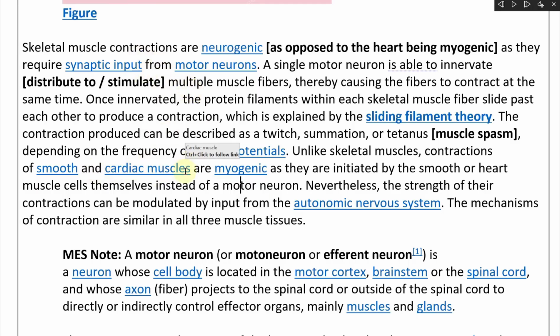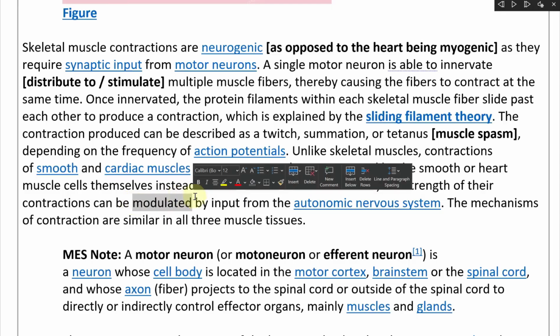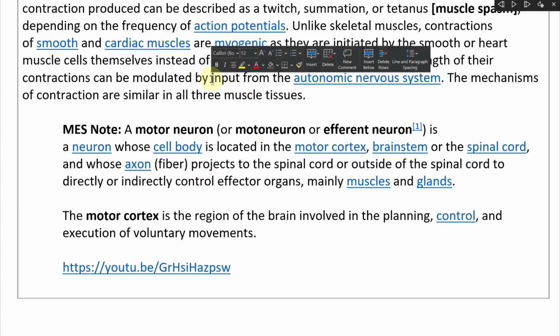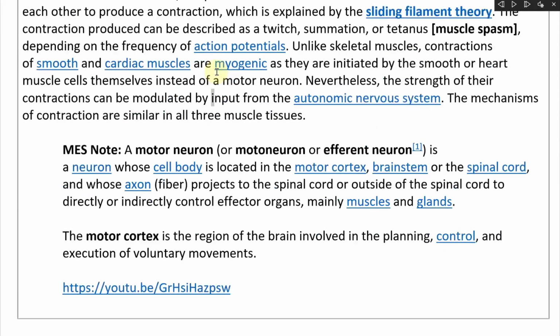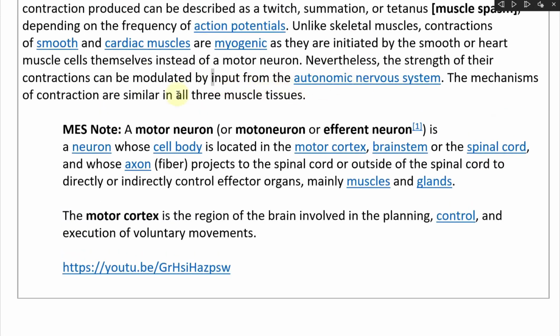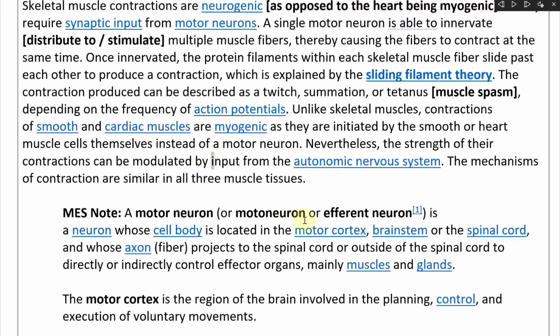But still, the smooth and cardiac muscle can still be modulated or affected by the autonomic nervous system, basically the stuff that goes automatically. So if you're scared or running a lot, your heart is going to beat harder or faster via this autonomic nervous system giving it extra signals. Note that a motor neuron, or motoneuron, is also called an efferent neuron. See the pronunciation here: efferent.